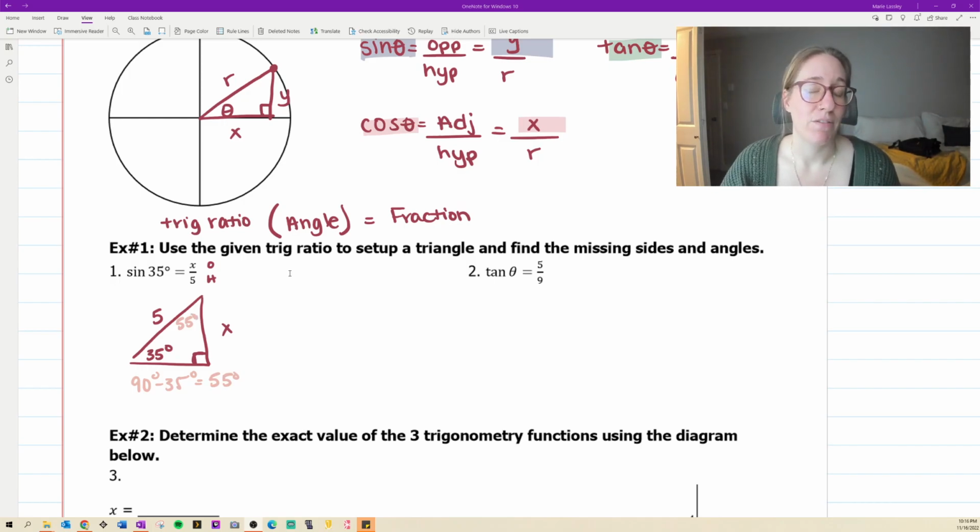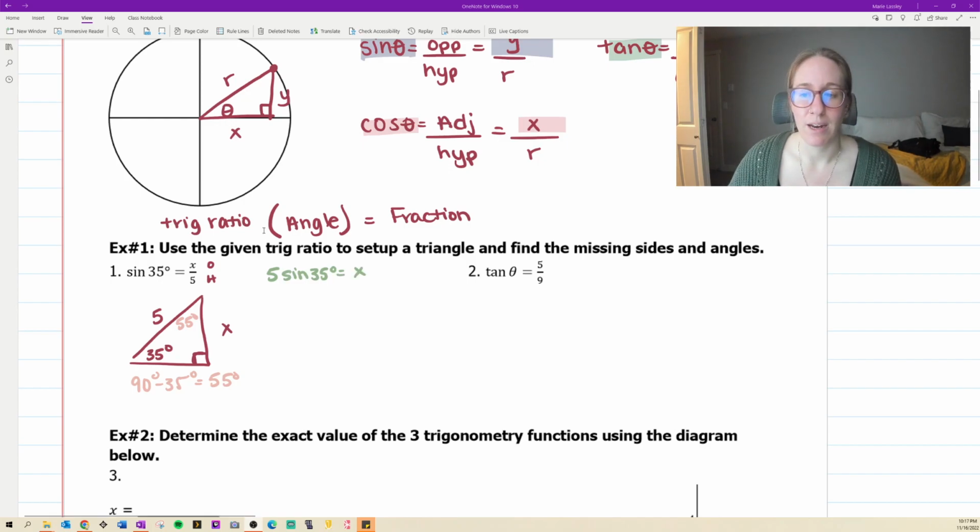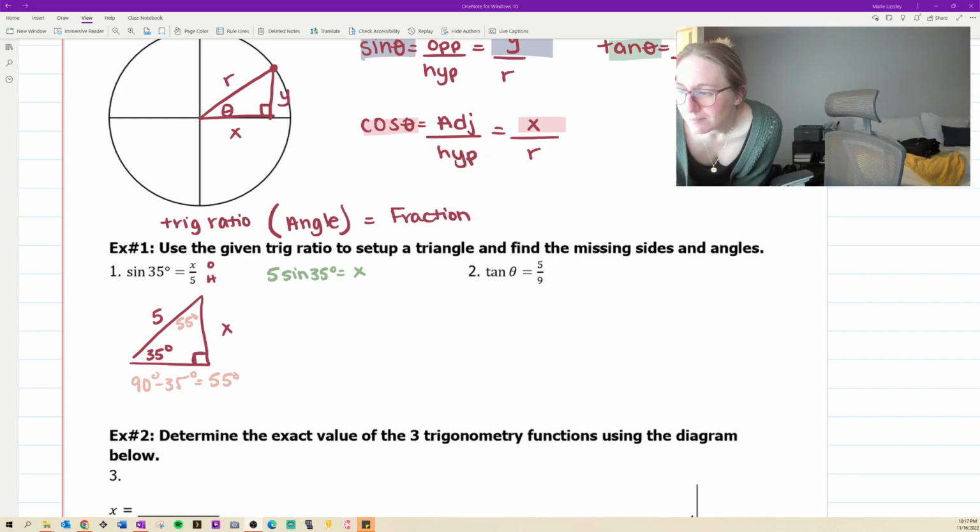So now all I have left to do is find my two missing leg lengths for my triangle. I'm going to find one by solving the equation that they already gave us. If I multiply both sides by 5, I get 5 times the sine of 35 degrees equals x. And I'm going to plug that into my calculator, which I'm going to pause the video and go get because I forgot I needed it.